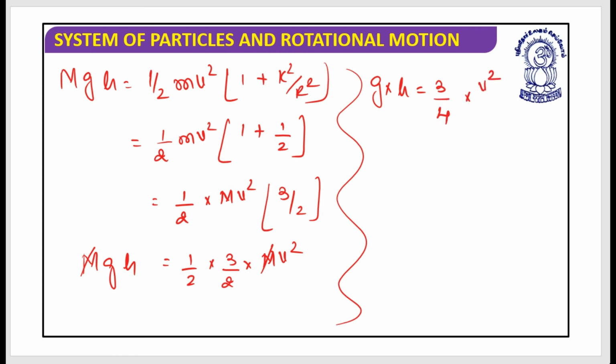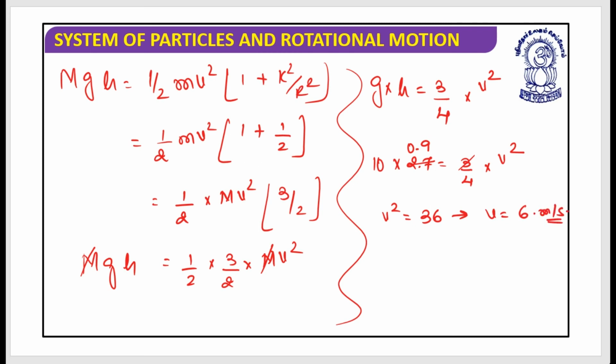So let's get the data filled. g is 10, h is 2.7. This equals 3 by 4 into v square. So 3 into 2.7 is 8.1 by 0.9, and v square is 36, which gives v equals 6 meters per second. This is just the velocity.